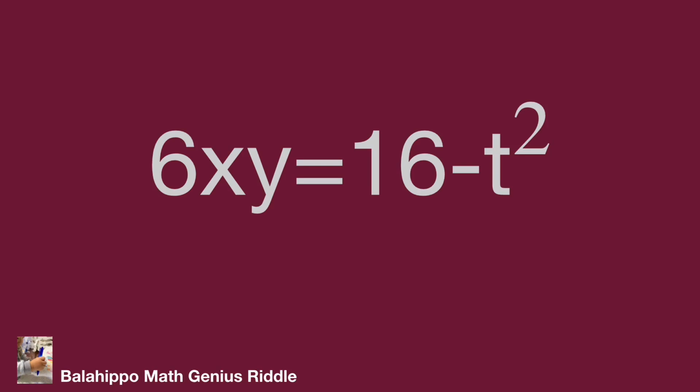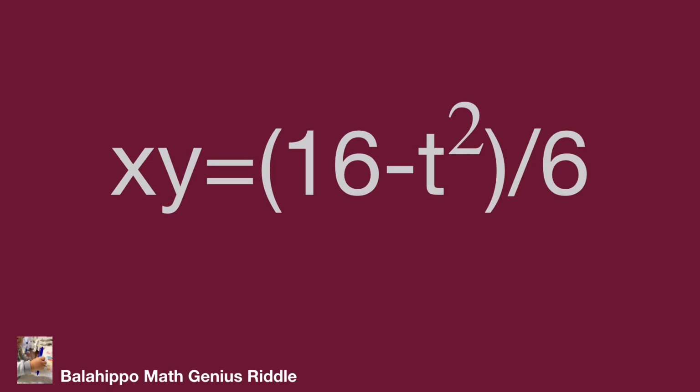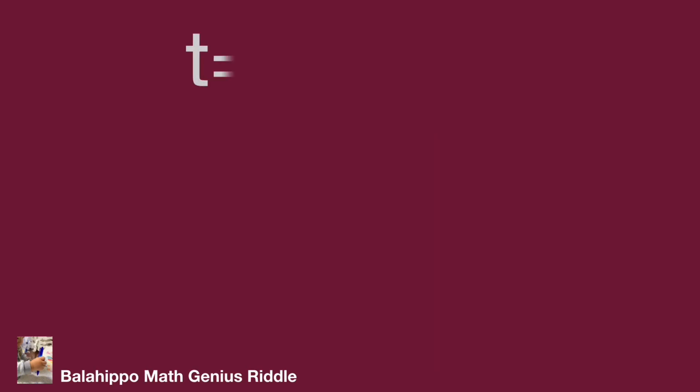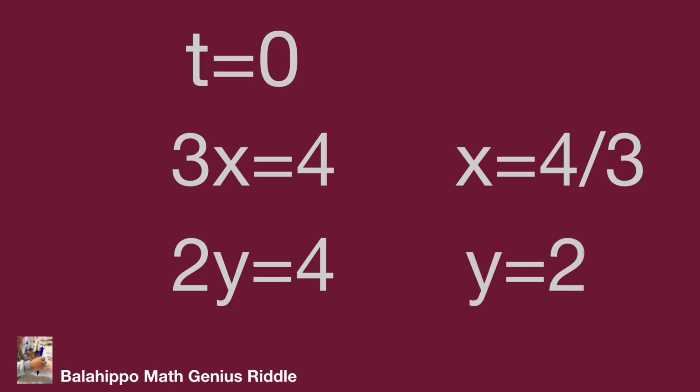So xy equals (16 minus t squared) divided by 6. Now, here's the key. t squared is always non-negative. Always. So the largest volume happens when t equals 0. When t is 0, 3x equals 4 and 2y equals 4. So x equals 4/3, y equals 2.